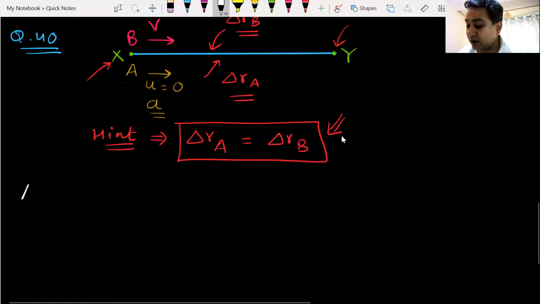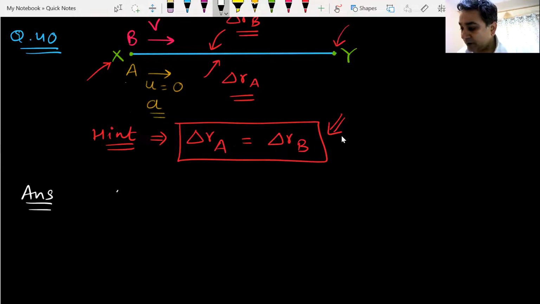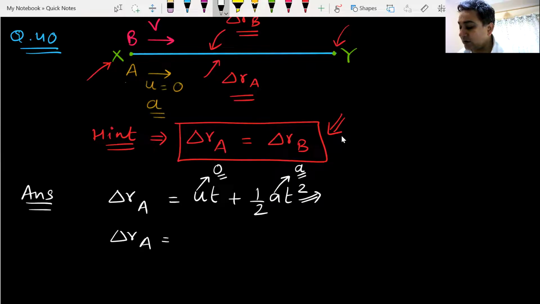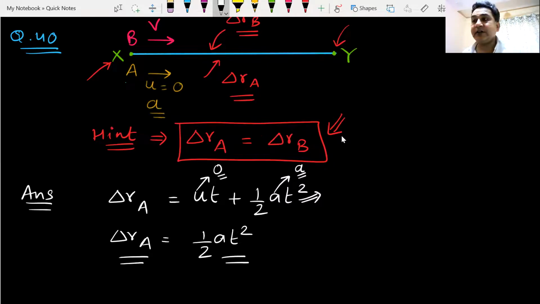Okay, let us find out the displacement of body A. It is ut plus half at squared. Initial velocity of body A is 0. Acceleration of body A is a, and it takes time t seconds. This is the time that you need to calculate. So displacement of body A becomes half at squared. Do we agree on this? Anyone has a doubt on how to find out the displacement of body A? Please raise hands.